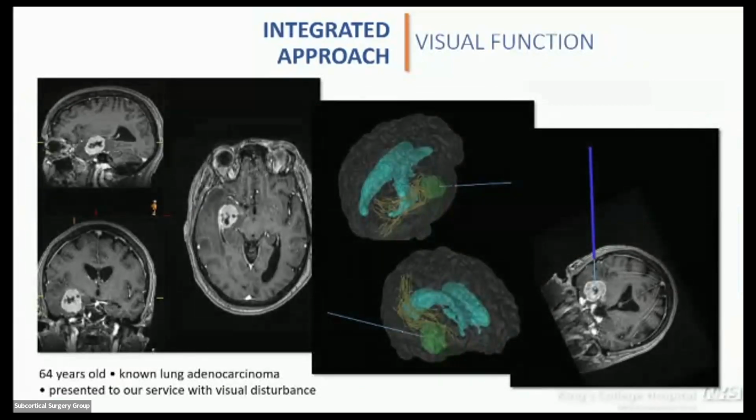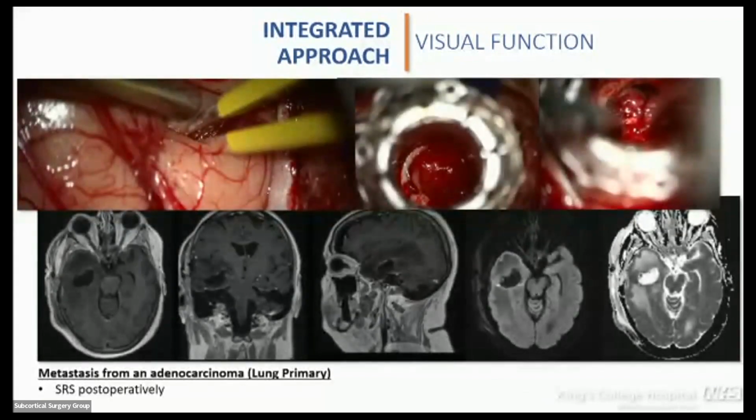When we go to visual function, we like to separate our patients in two categories: the tumors that are lateral to the optic radiation and the tumors that are medial to the optic radiation. Here we have one of the first cases. This is a lesion on the temporal lobe, very close to the Meyer's loop. We can see the tractography and the identification of the optic radiation. We decided to go for a MIPS approach via the superior temporal sulcus, and we could have a good resection of the lesion without any visual deficit for this patient.